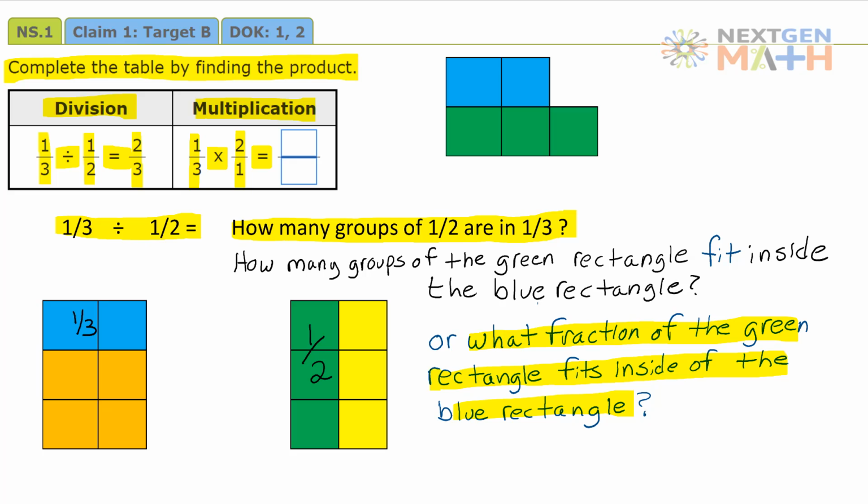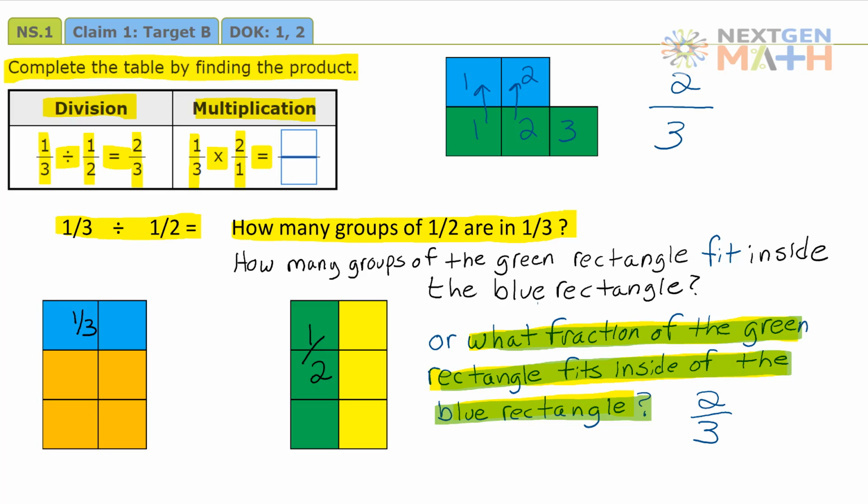Well, we have 1, 2, 3 squares that make up that green rectangle. And of those 3 squares, 1 and 2 of those fit inside the blue square. So back to our question, what fraction of the green rectangle fits inside of the blue rectangle? Well, that answer is 2/3.